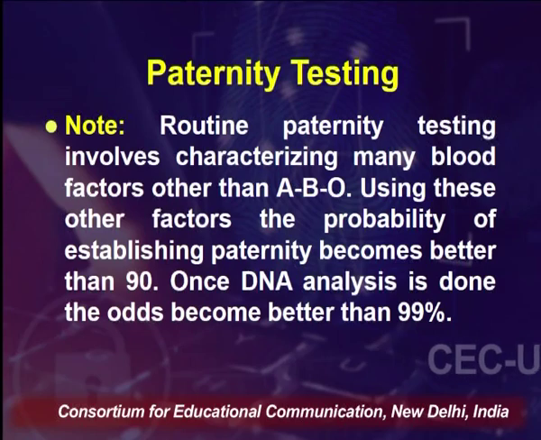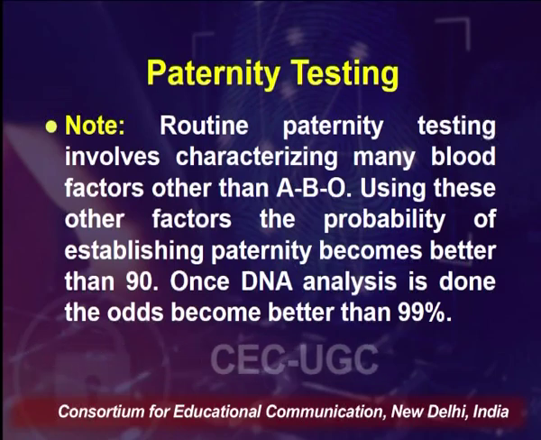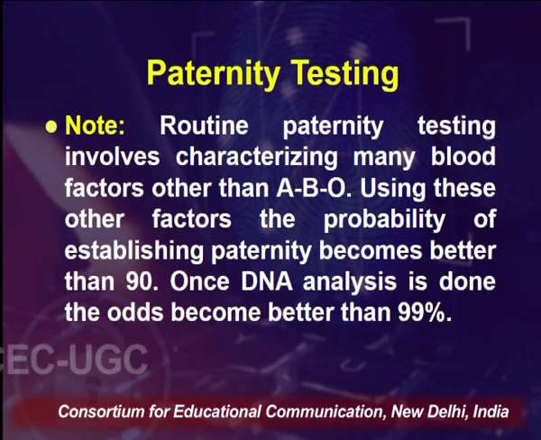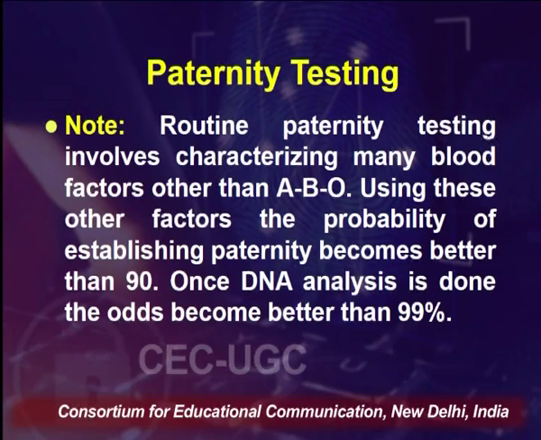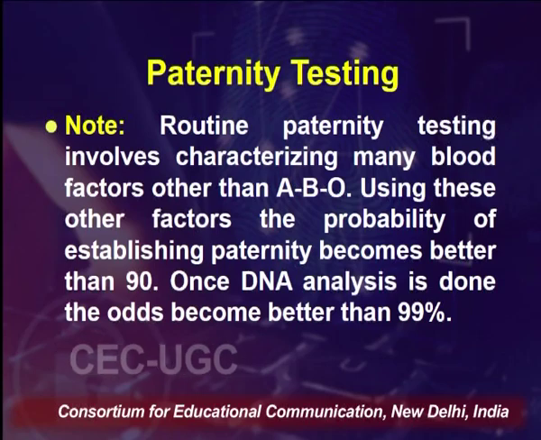As we read in the ABO blood group, for example, we can combine various other enzymes which are present in the father and which go down to the offspring, and using these factors the probability of establishing paternity becomes better than 90%. But once DNA analysis is done, the odds become even better than 99%.